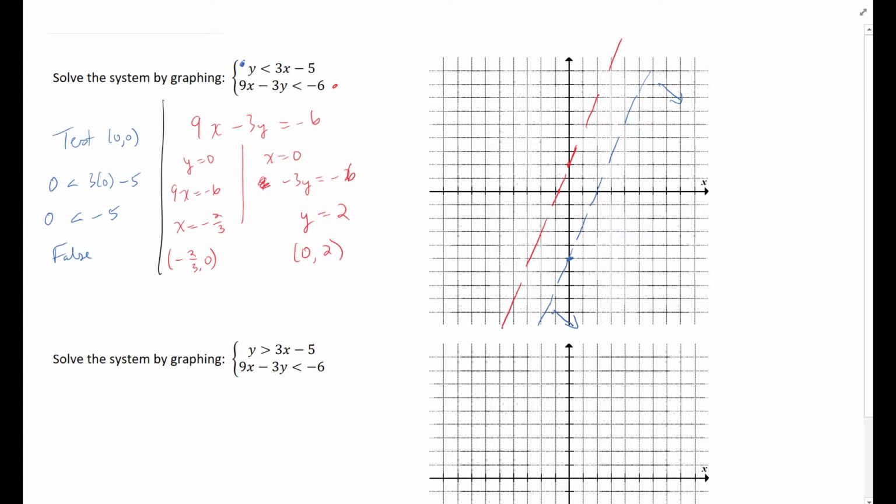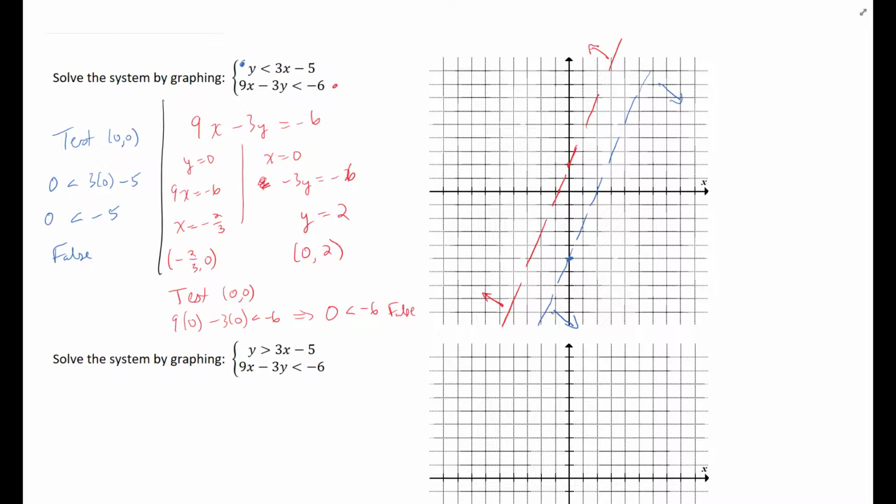And it appears that these are parallel lines. And again, how about we test the origin? If I test the point 0, 0, I have the statement that 9 times 0 minus 3 times 0 is less than negative 6, which simplifies as 0 is less than negative 6, which is again false. So for that second line, I would have to shade the region that doesn't contain 0, 0, which would have been this part. And so notice that these are parallel lines, and there is no intersection.